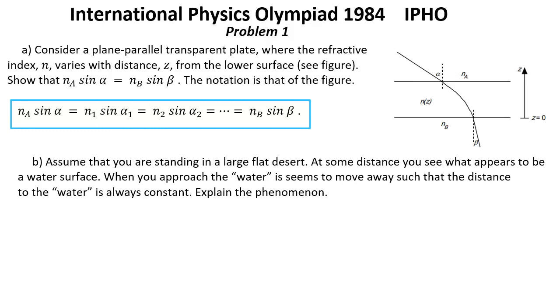Question B. Assume that you are standing in a large flat desert. At some distance you see what appears to be a water surface. When you approach the water, it seems to move away such that the distance to the water is always constant. Explain the phenomenon.